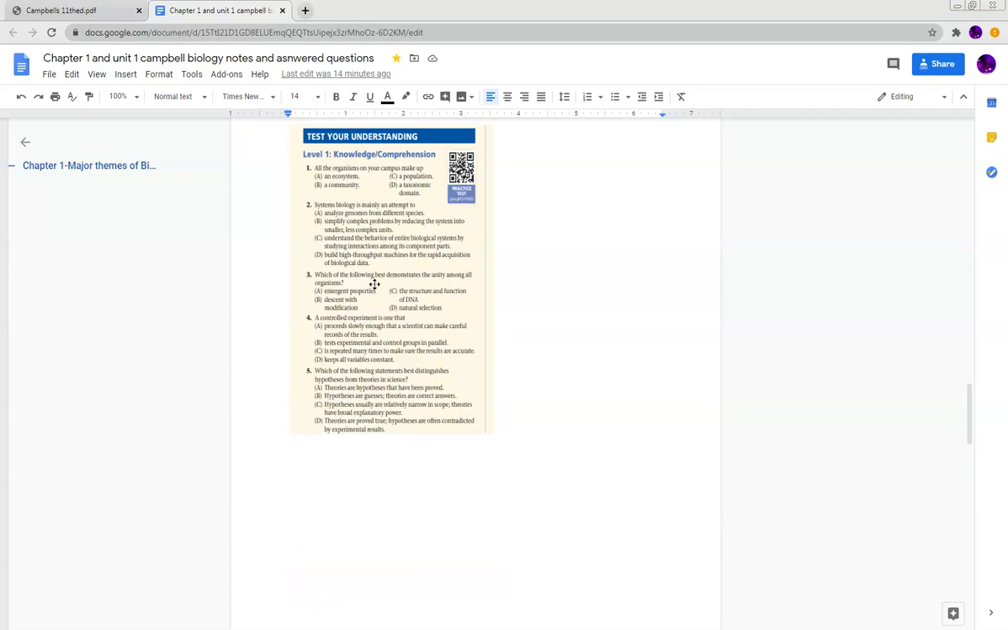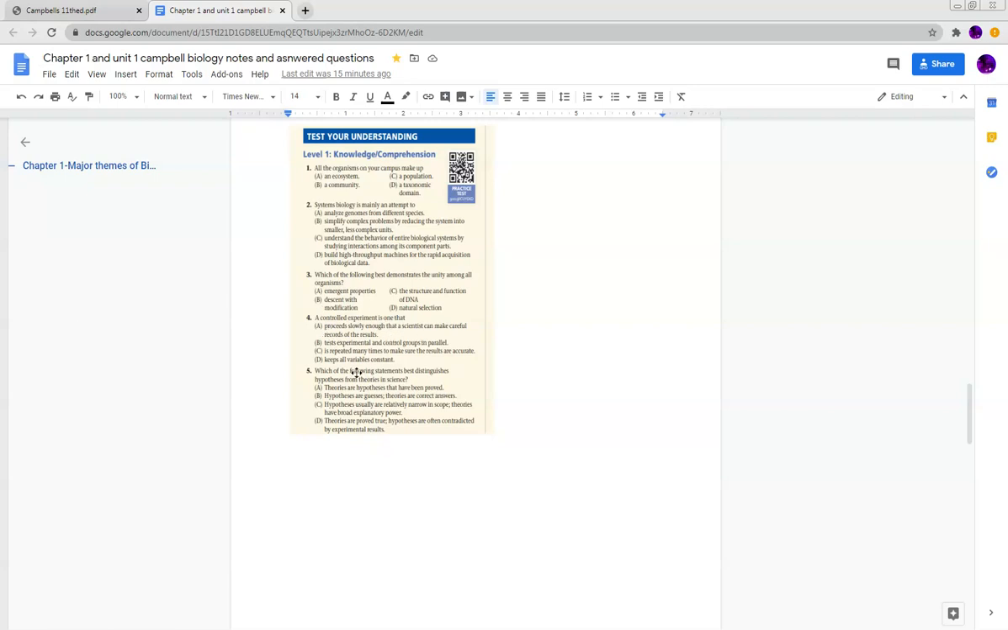Which of the following best demonstrates the unity among organisms? Probably C, the structure and function of DNA. In fact, if you read chapter one, we have an almost identical genetic code. It's almost a universal code; in some species the genetic code differs. So it's obviously C. Natural selection: you can eliminate descent with modification and natural selection because they're the same thing. And emergent properties tells us nothing.